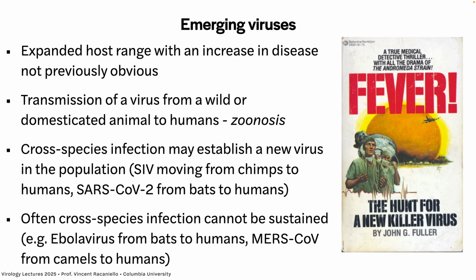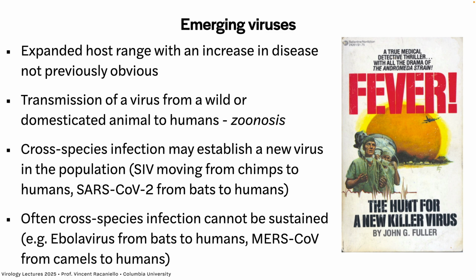Zoonosis. Sometimes these zoonoses establish a new human virus in the population. So for example, SIV moving from chimps to humans became a human virus. SARS-CoV-2 moving from bats to humans became a human virus. But sometimes cross-species infection can't be sustained. So Ebolavirus, we believe, goes from bats to humans, but eventually does not transmit well among humans, and the chains of transmission stop. It never becomes a human virus that continuously circulates among humans.